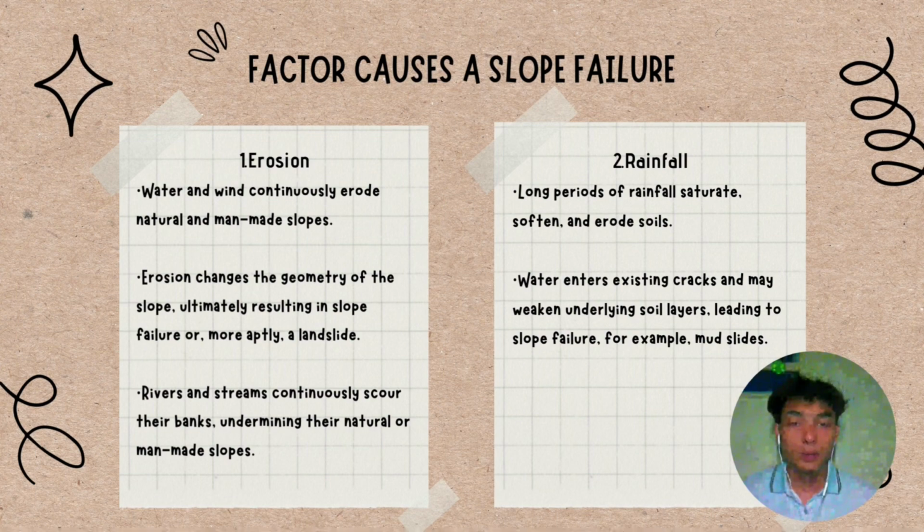Next is rainfall. Long periods of rainfall saturate, soften, and erode soils. Water enters existing cracks and may weaken underlying soil layers, leading to slope failure, for example, mudslides.